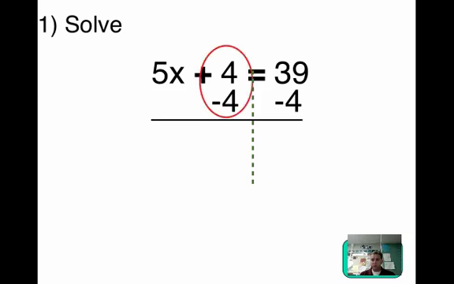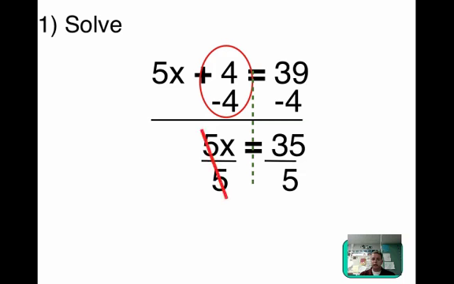We get our big fat 0 there. That leaves us 5x. 39 minus 4 is going to equal 35. So step 2, they're multiplying by 5, so we divide by 5 on both sides. We'll get our big anorexic 1 right there. And 35 divided by 5 is going to equal 7. So x equals 7. There's our answer.